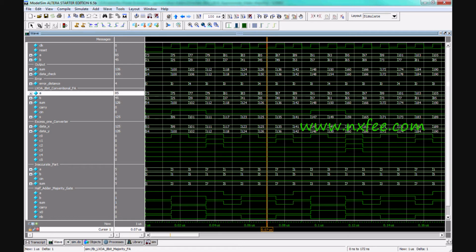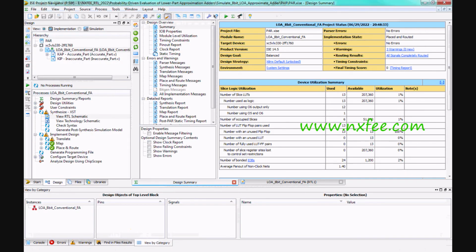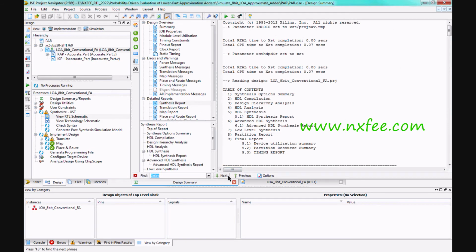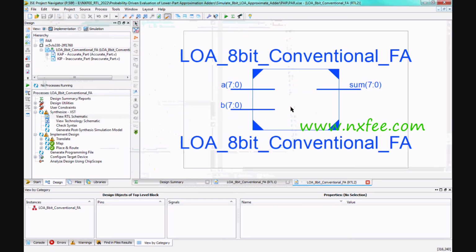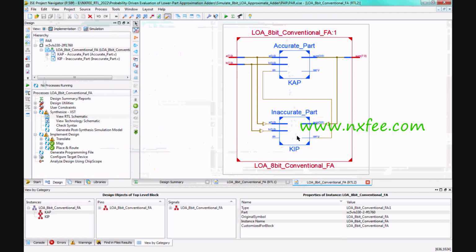Okay, and this synthesis report, we synthesized in Virtex 5 FPGA. You can check it. Okay, so here this one is the LOA 8-bit with conventional full adders. Here LUT will take 13, occupied slices will take 16, and IOB will take 24. Okay, and delay will take 7.346 nanoseconds, and this is the RTL schematic for LOA, accurate part and inaccurate part.